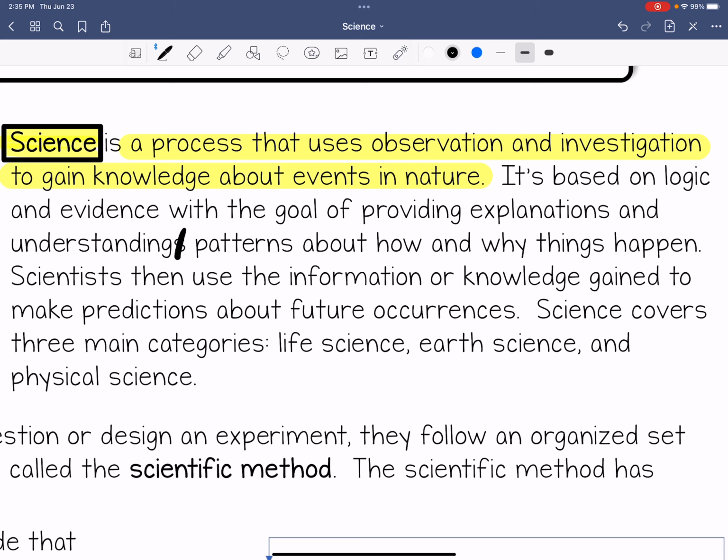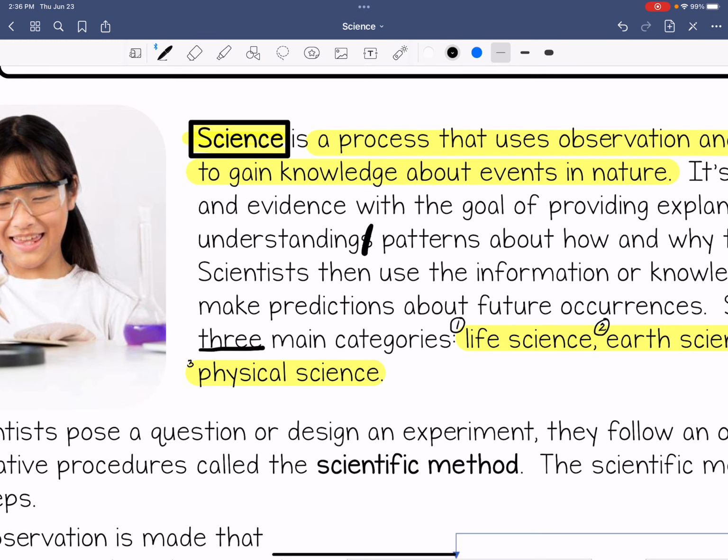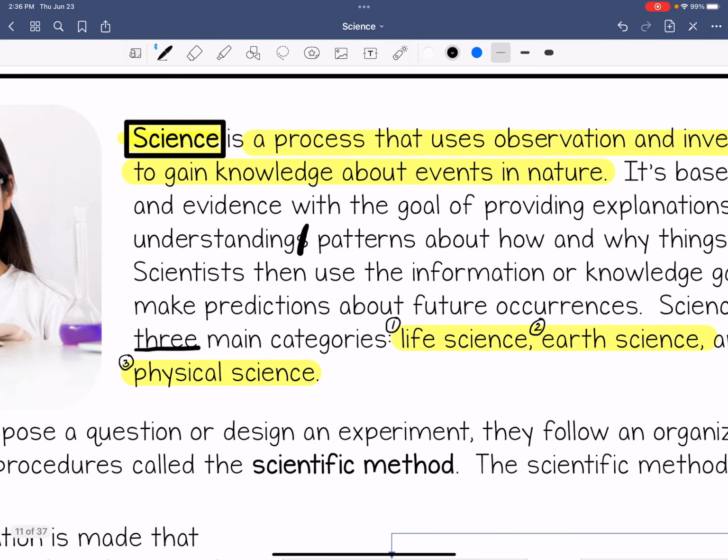Science covers three main categories. I'm going to add those to my definition. Anytime I see a number like I do right here, I want to annotate that. I want to take notice of that number. And then I should be able to find those three things. Let me make a little bit smaller lead. So there's 1, 2, and 3. This will help me comprehend what I'm reading if I practice these tricks.